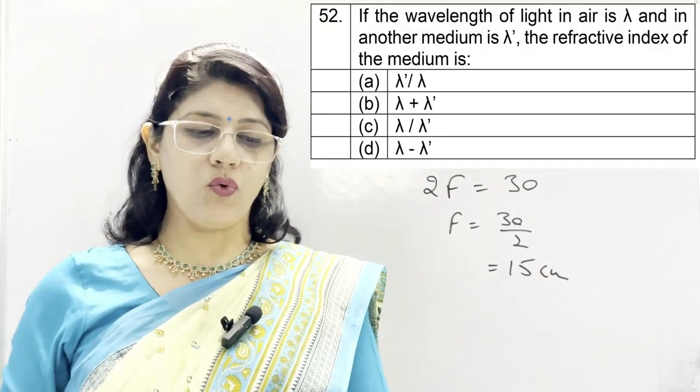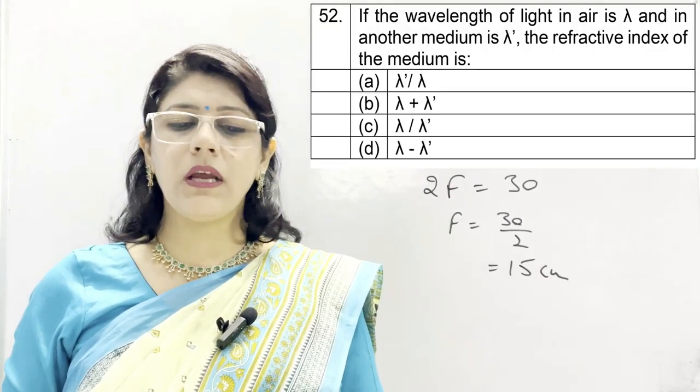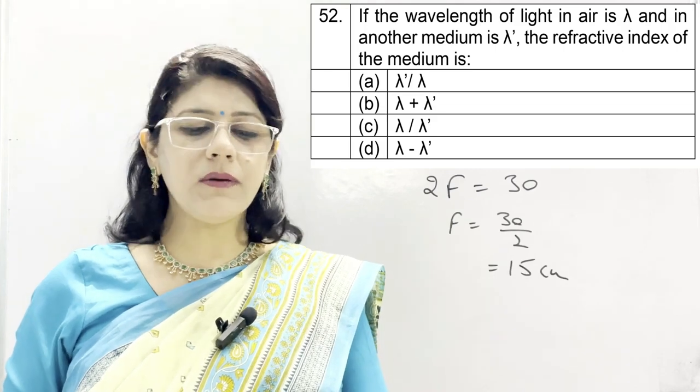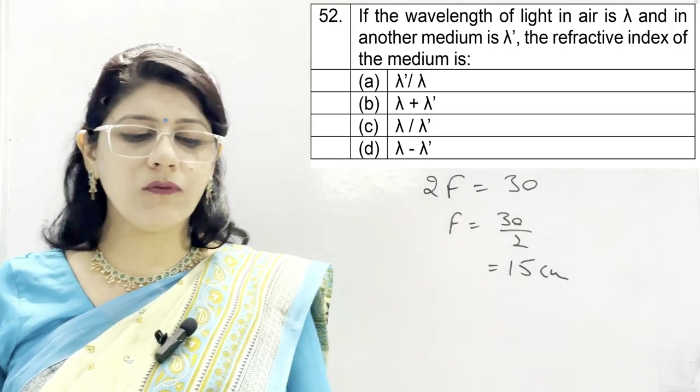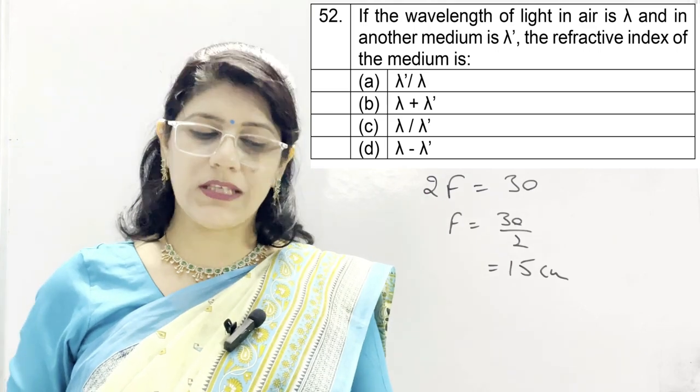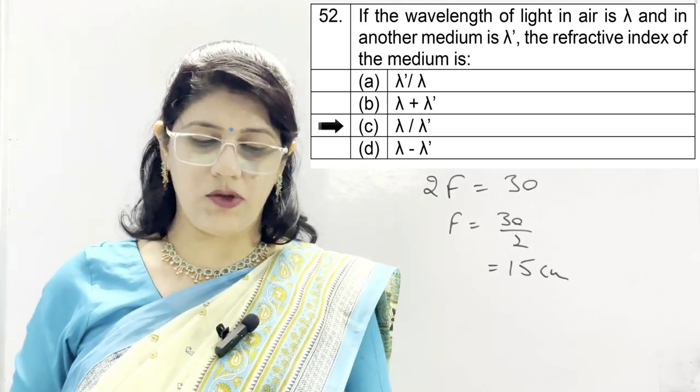In question number 52, if the wavelength of light in air is lambda and in another medium is lambda dash, the refractive index of the medium is, correct option is C, which is lambda upon lambda dash.